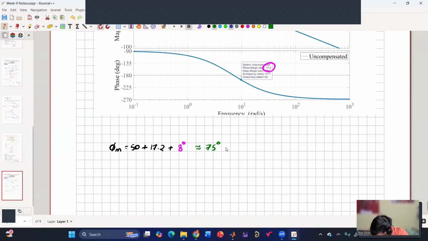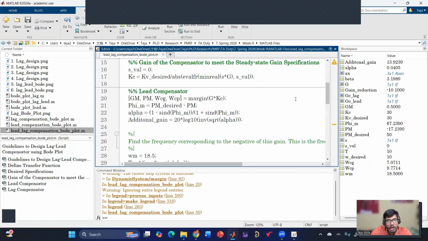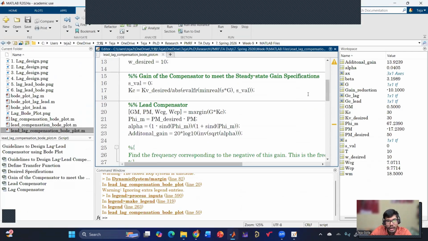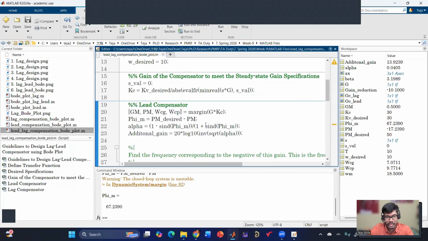So this is the correction factor. 75 degrees is my phi m. Let us see how much we are getting. So in my code, same code, I have calculated this phi m desired, and then let us see how much it is giving. It is giving 67. So I'm considering around 8 degrees to be my correction term. So now my phi m will be how much? Phi m will be 75 degrees.